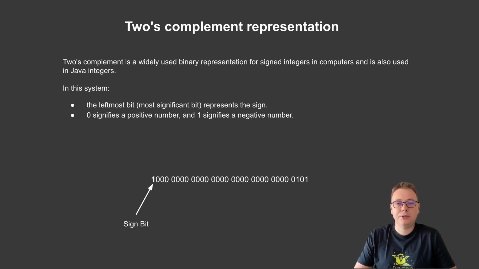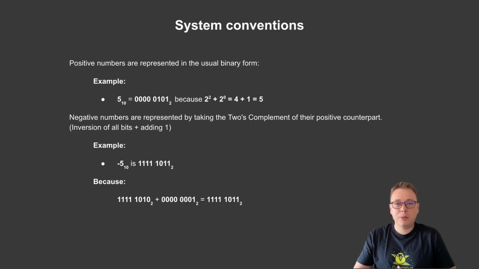In this representation, the first bit denotes the sign of a number, where 0 means a positive number and 1 means a negative number. In such cases, positive numbers are represented in the usual binary form, while negative numbers are calculated by determining 2's complement of their positive counterpart, which involves inverting of all bits and adding 1.